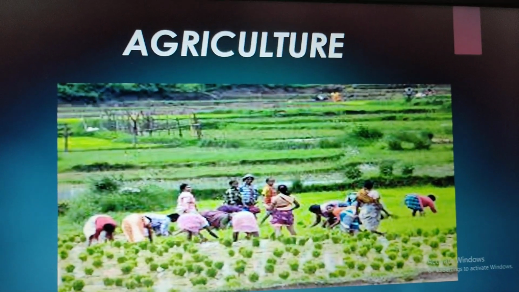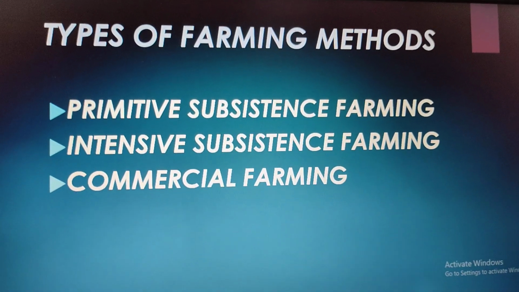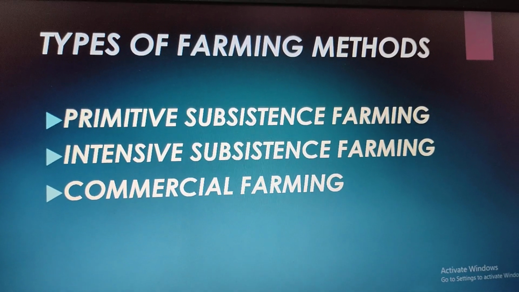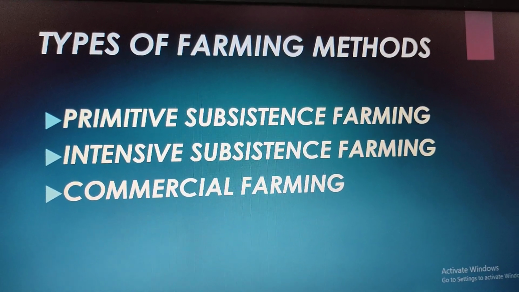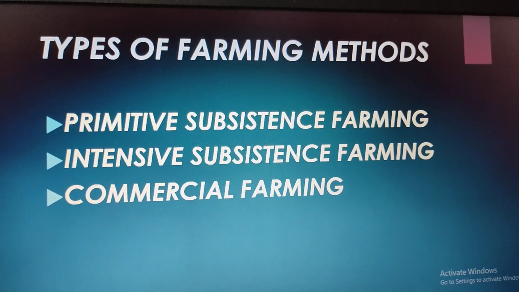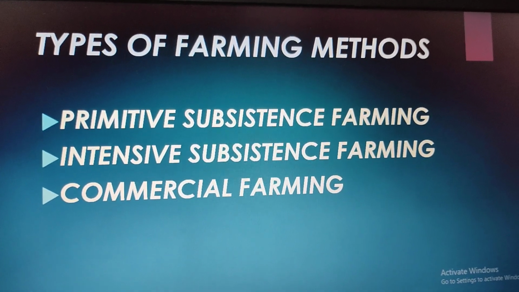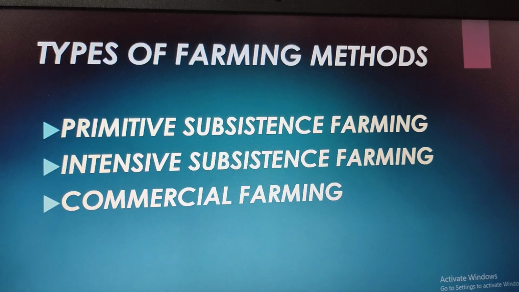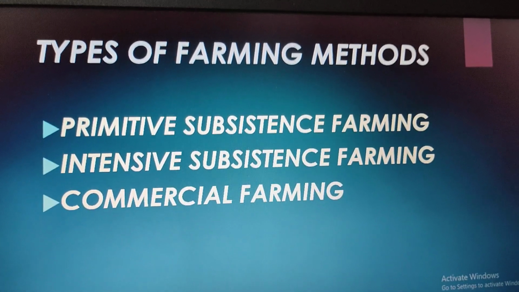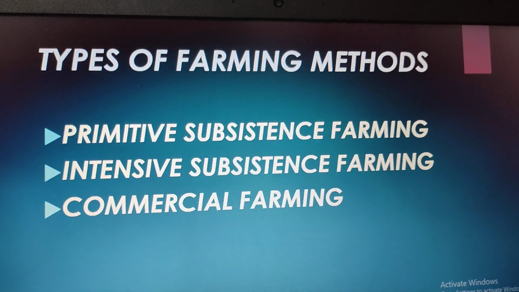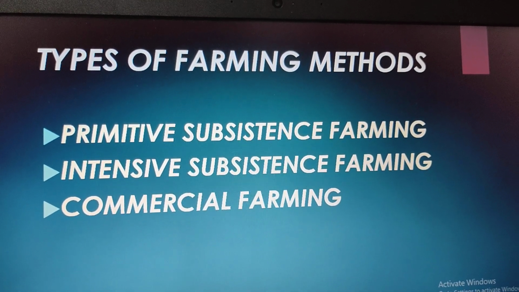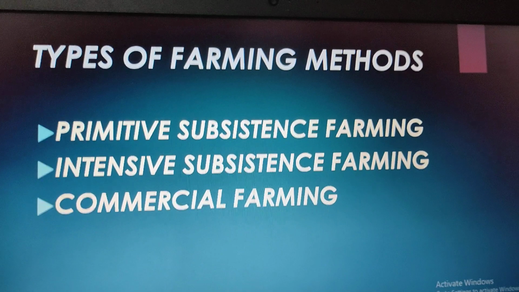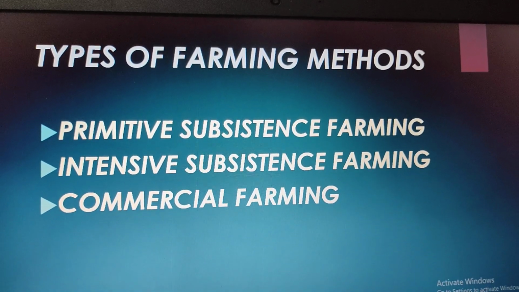Particularly, if we talk about types of farming methods, they are of three types: primitive subsistence farming, intensive subsistence farming, and commercial farming. Now, primitive subsistence farming is a kind of farming done on a very primary level, meaning it particularly depends on monsoons. Even the tools which we use are the most basic ones and less labor is involved.